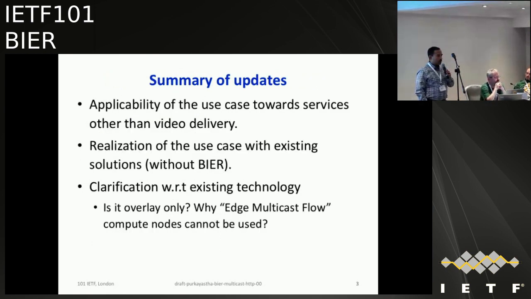So now in terms of the updates to this one, in terms of the applicability of this use case, in the earlier draft, we mentioned video delivery or video multicast. We basically describe that it can be applied to other use cases also. And there was also a question about whether it is possible to realize this without beer. So we bring about other solutions where this use case can be realized without beer, and also some clarification with respect to existing technologies such as edge multicast flow compute nodes.